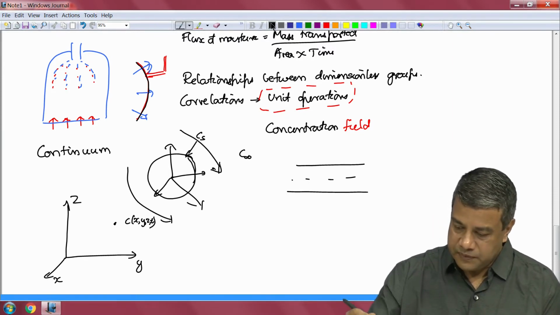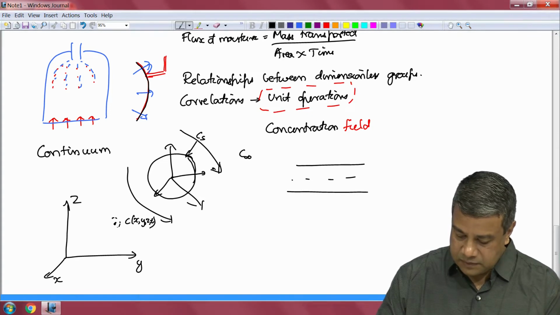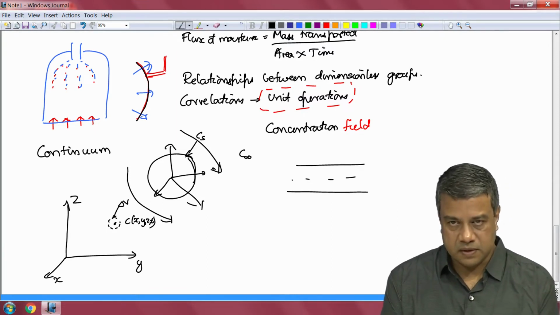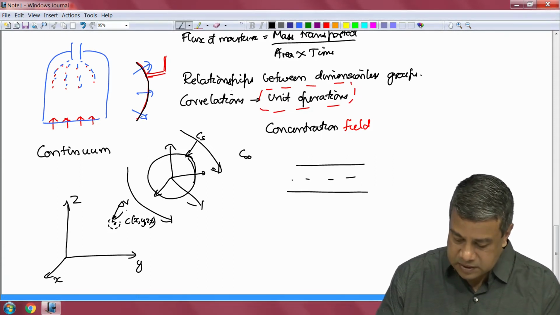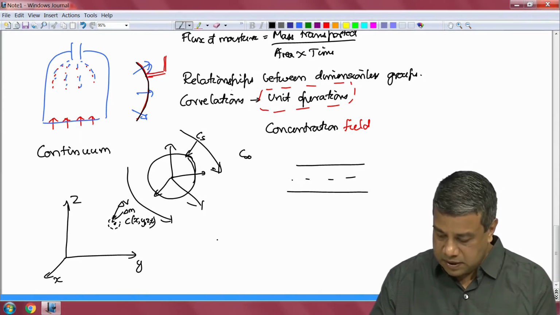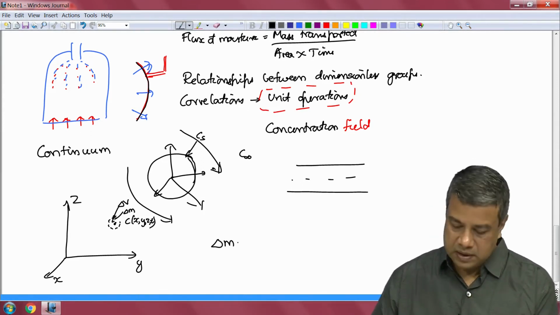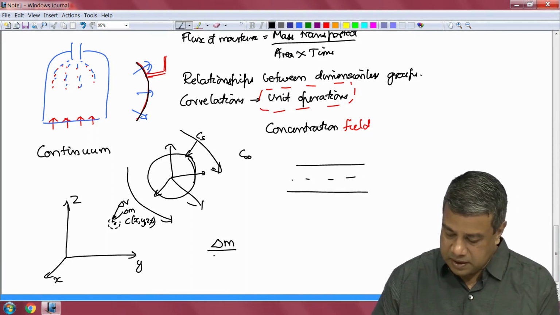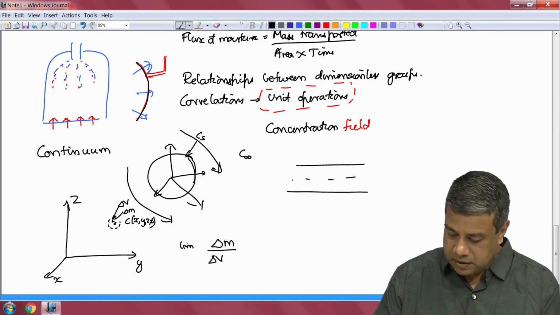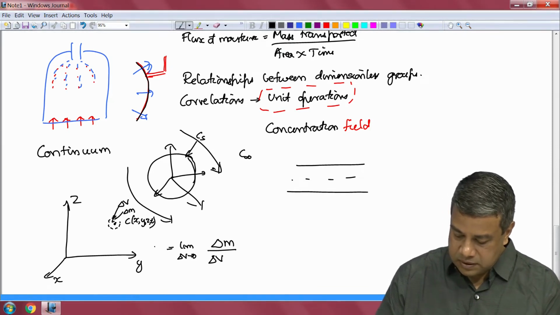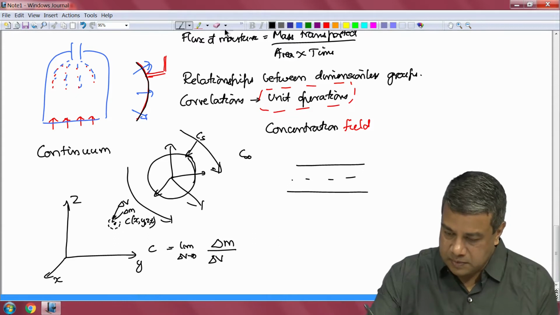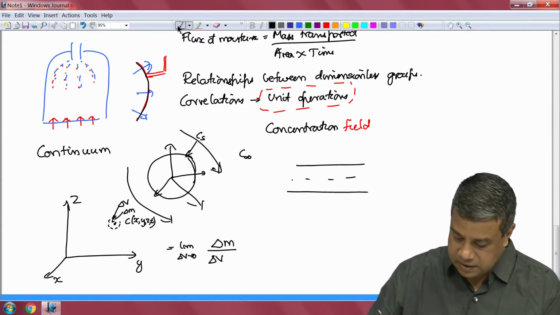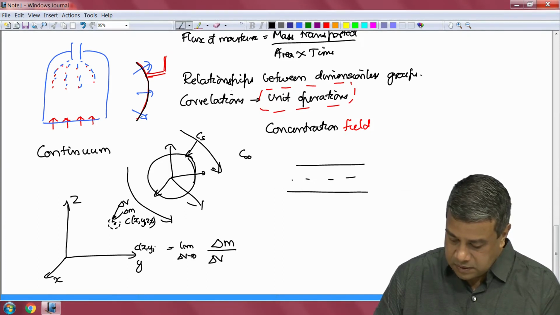What it means is that if I take a small differential volume, delta V, around this point, and I find out what is the total mass within this volume, delta M. So, delta M is the total mass within this differential volume, and the ratio of delta M divided by delta V in the limit as delta V goes to 0 is what is called the concentration at that location. So, that is the definition of concentration at a particular location and at a particular time. Let me just make that explicit here: x, y, z and t.